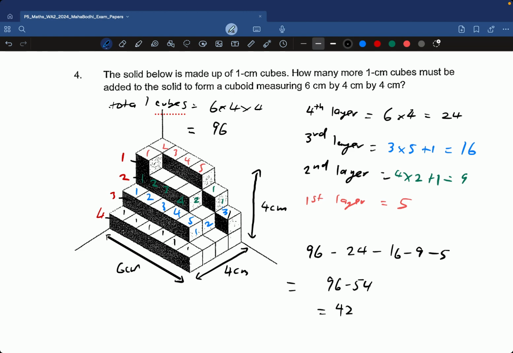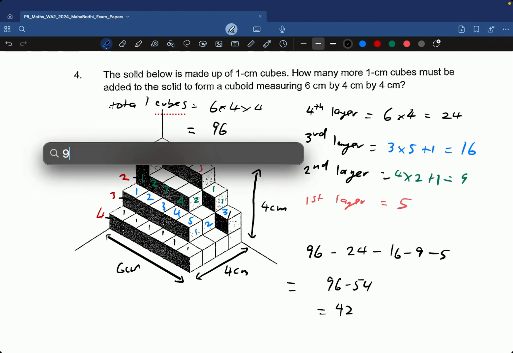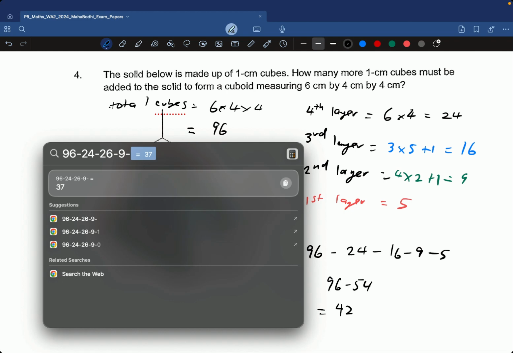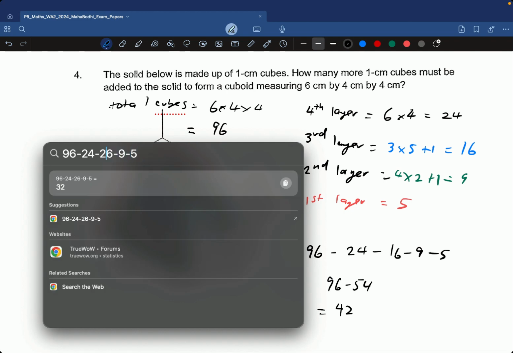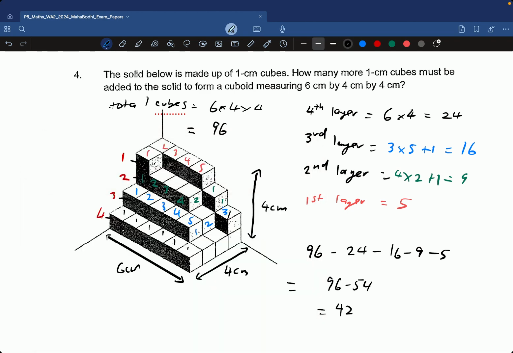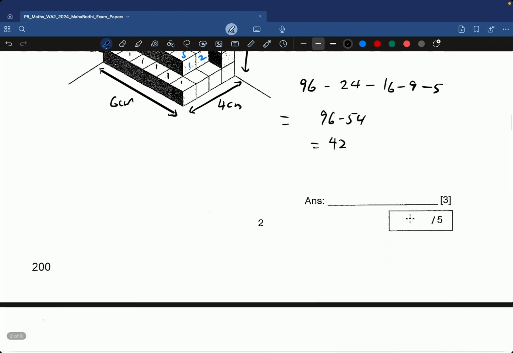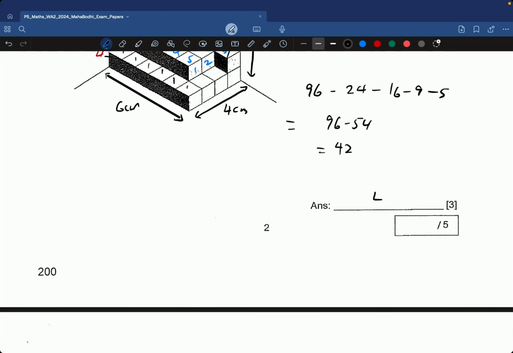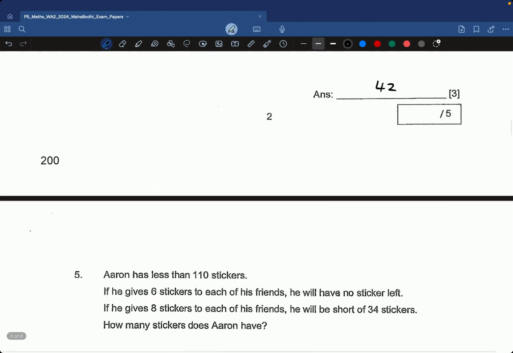Yep. So 96 minus 24 minus 16 minus 9 minus 5. 24, not this. 16. Okay, correct. 42. Okay, so the answer is 42. There you go. All right, let's move on to the next question.